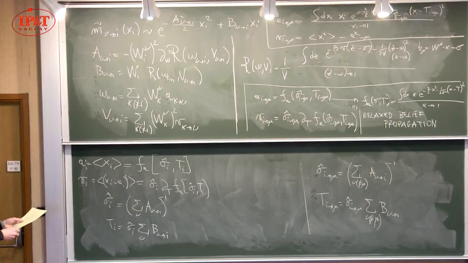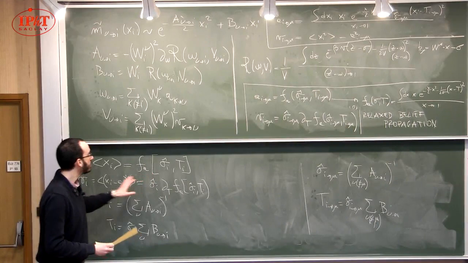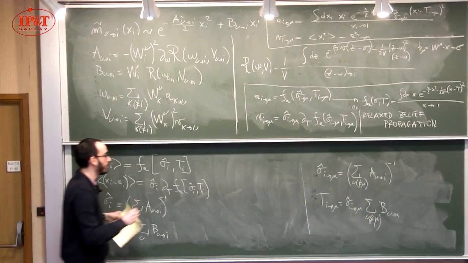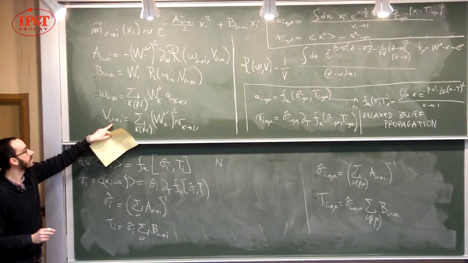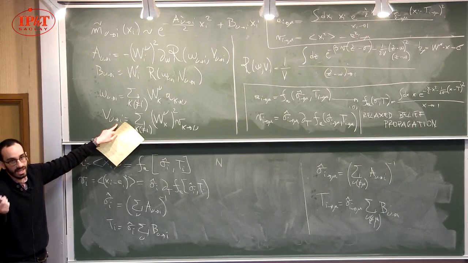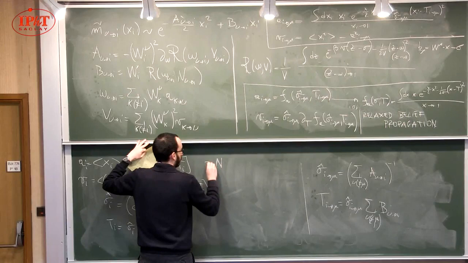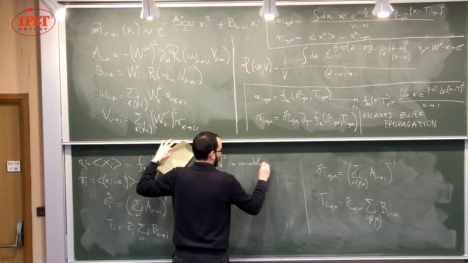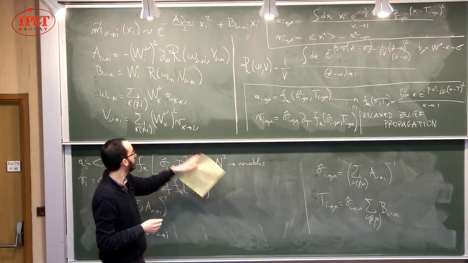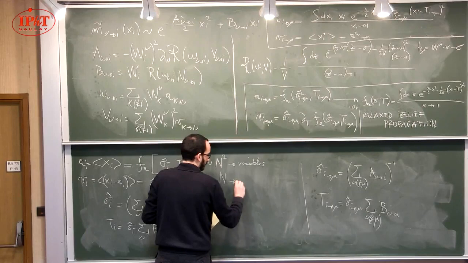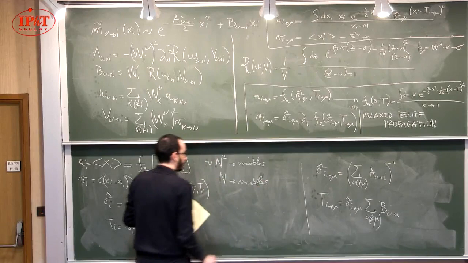Okay, so now let me just look at how many variables we have. So we would like to understand what is the order in N. You have a variable for each connection between a constraint and a variable node, right? So in general, this algorithm contains the order of N squared variables. And now what we would like to do is to reduce the complexity to order N variables. So how do we do that?